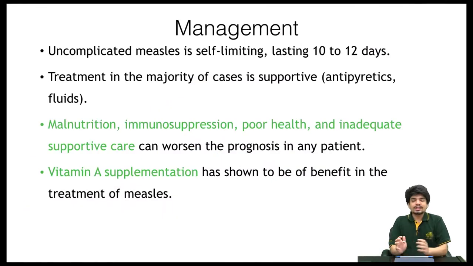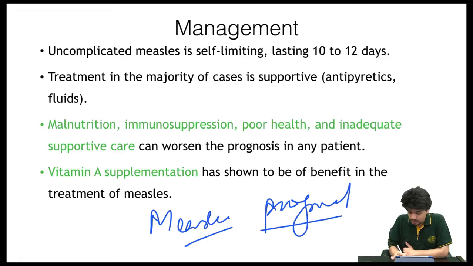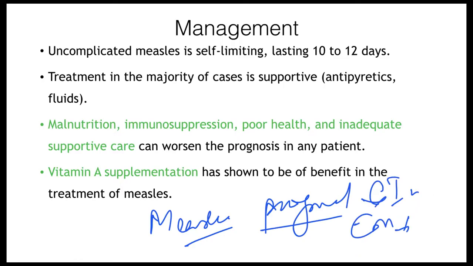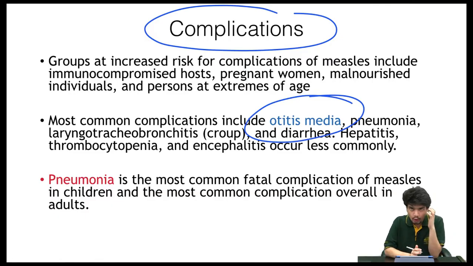Now, usually it's a self-limiting illness, but the problem is that measles can cause profound immunosuppression, especially the cell-mediated immunity takes a hit when you have measles, and that's why they are at risk of a lot of complications. These complications are usually superadded bacterial infections. The most common of them is otitis media. So if somebody asks you which is the most common superadded bacterial infection that occurs after measles, the answer is otitis media.